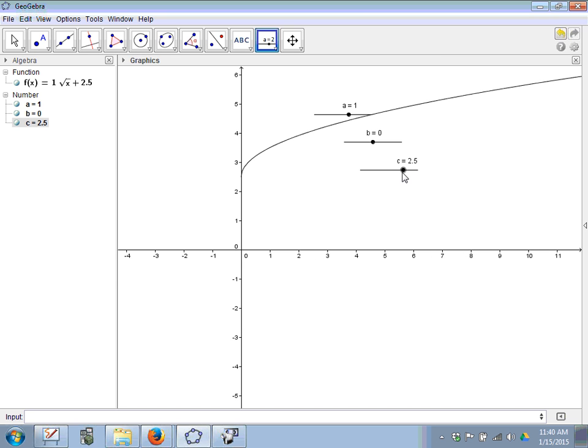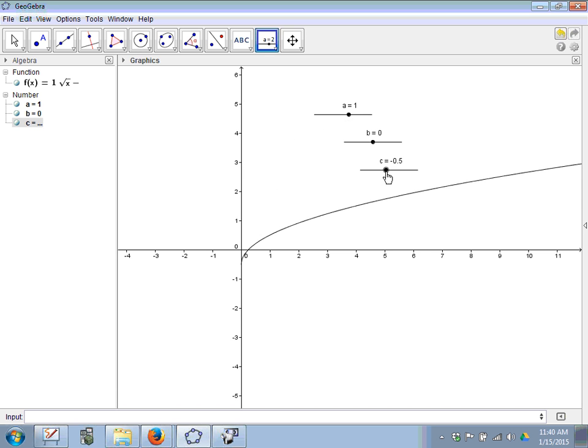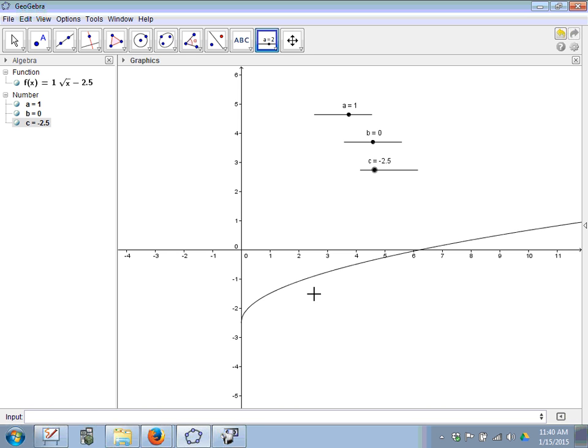So where I have it now, c is 2.5. It's positive 2.5. Did the graph move up 2.5 or down 2.5? Moved up 2.5. Notice where the transformation occurred. Would you call this inside the square root or outside? Outside. What if I change it to a negative number, like negative 2.5? What direction did it move? So what can we conclude about what c does to the graph? Moves up and down.